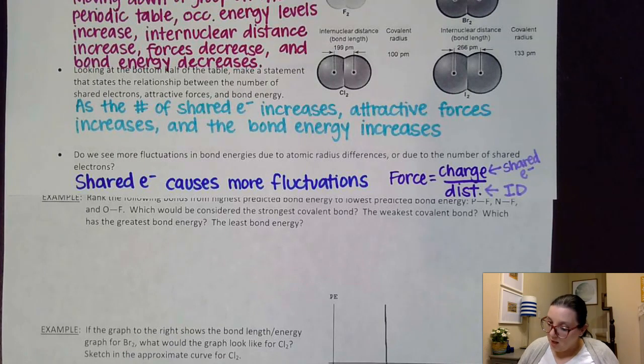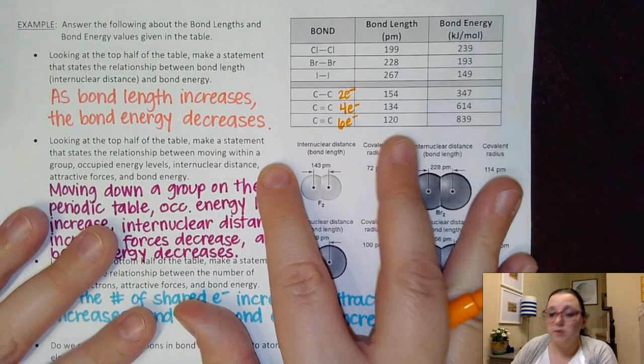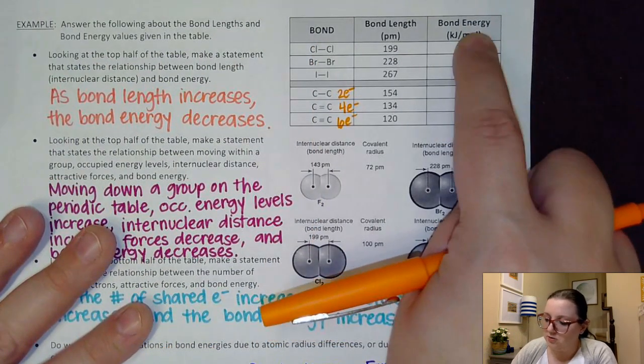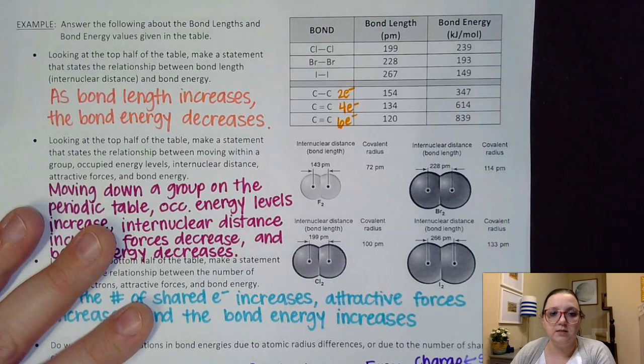So on this last question here, it says, hey, do we see more fluctuations in bond energies due to atomic radius differences or due to the number of shared electrons? Well, let's look. We notice these first 3 were differences in radius, and we see some variance here, about 100 kilojoules per mole of difference between the biggest and the smallest.